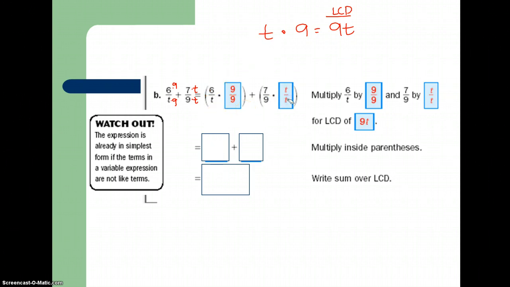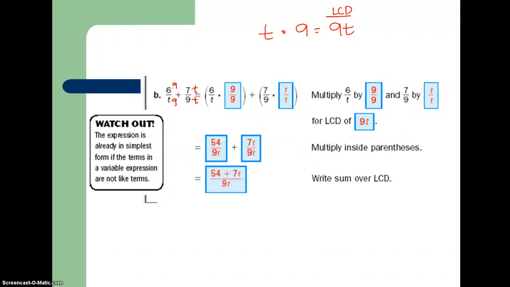You can see they actually wrote that a little differently than I did. Here's where they put that answer. Now we can write the sum over the LCD. Keep the same denominator. As you can see, 54 does not have a variable t and 7t does. So watch out. The expression is already in simplest form if the terms in a variable expression are not like terms. Because these are not like terms, this is your answer.